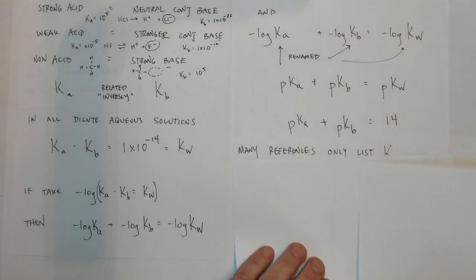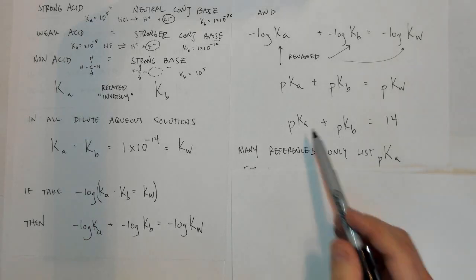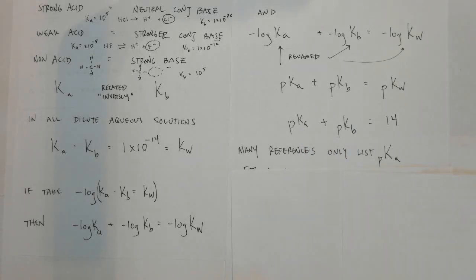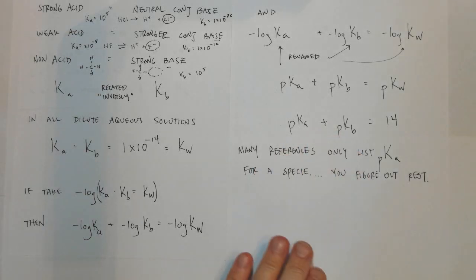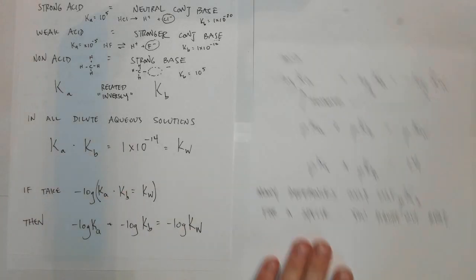Many references, not our textbook, but many references that chemists use, only list the pKa for a particular substance, and then they assume that once you know the pKa, you could find the Ka or the Kb, and you'd figure out the rest. So it's really common to just be given, or for the p scales to be used for Ka and Kb, and then they don't have to write times 10 to the negative number for those as well.